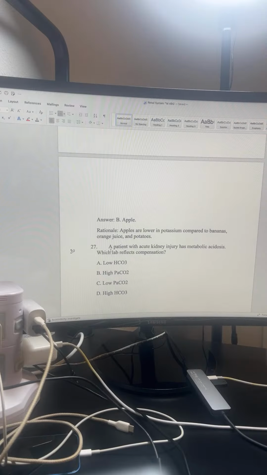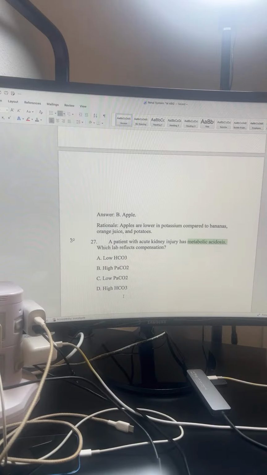A patient with acute kidney injury has metabolic acidosis. Which lab reflects compensation? How do you know that a patient is compensating? What lab are you looking at? Is it going to be high or low? Is it A, low bicarbonate, B, high partial CO2, C, low partial CO2, or D, high bicarbonate? Which lab will reflect that this patient is compensating?